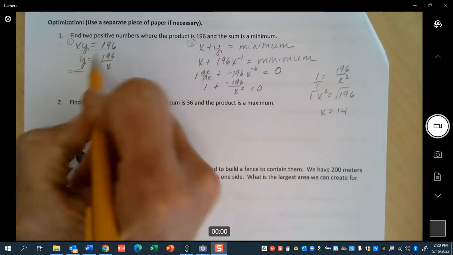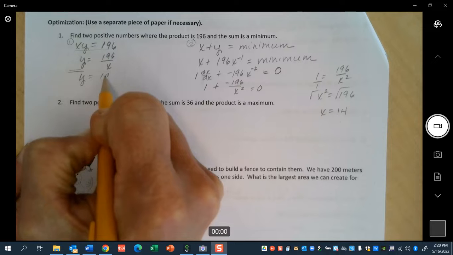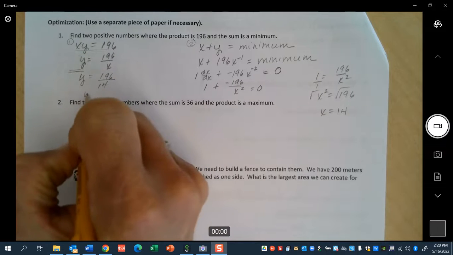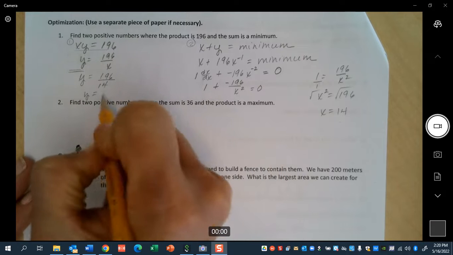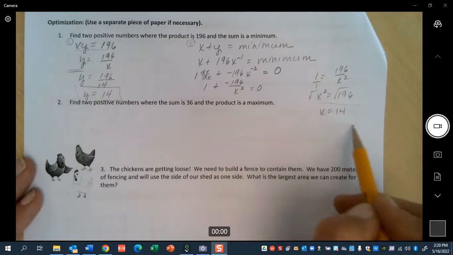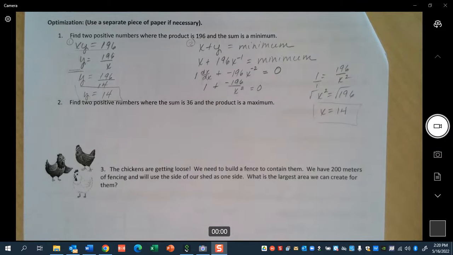When it's time to solve for my y is equal to 196 divided by the value I got for x, which means y is going to be equal to 14 also. Therefore, when the numbers are closest together, that's when my sum is a minimum.